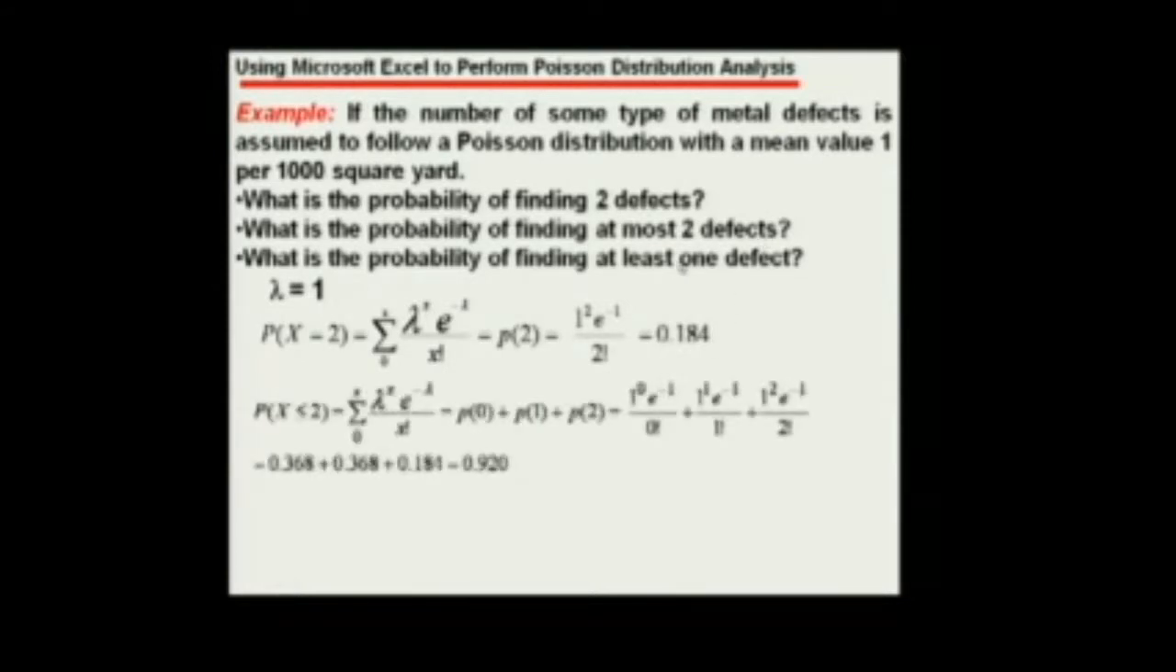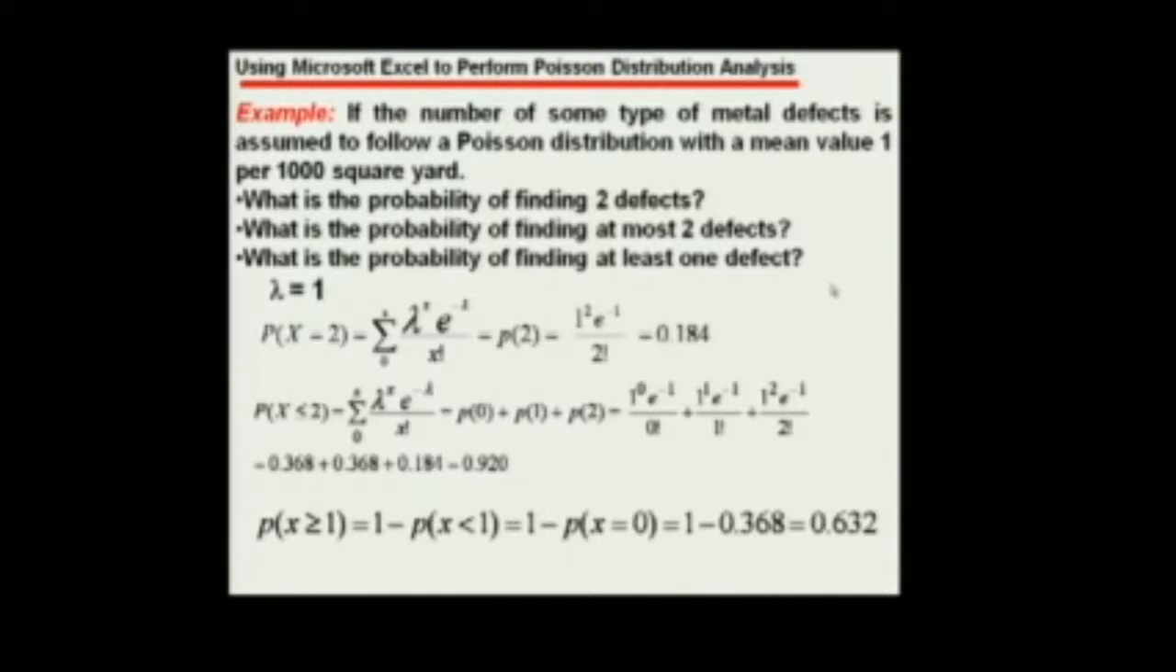If we want to say at most 2 defects, at most means it can be 2 or less. So in this case, we have 2, and we have 1, and we have 0. So we can find the Poisson function for each one of these at 0, at 1, at 2. Lambda is the same at 1, but we substitute in for the values of x being 0 in one case, 1 in the second, 2 in the third. And that gives us the probability of x less than or equal 2.